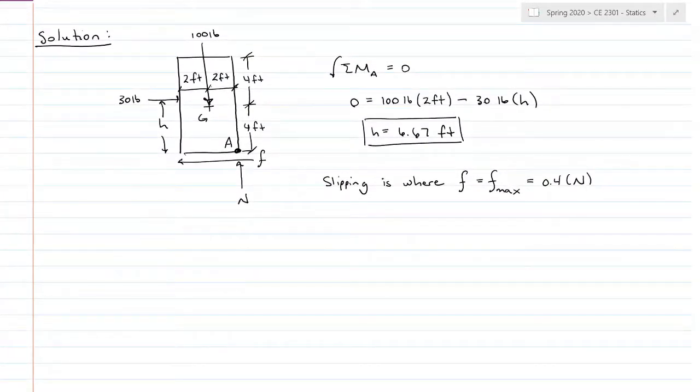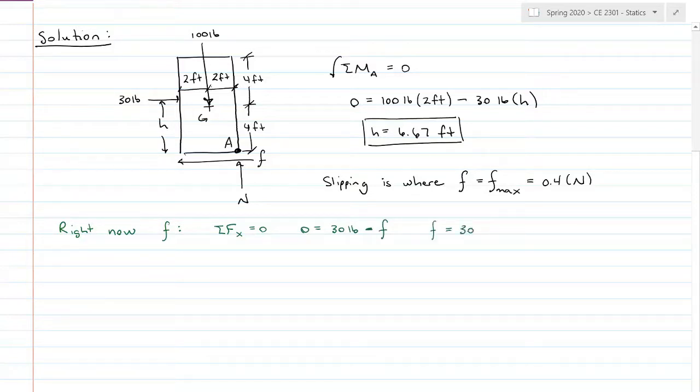Right now, okay, let's do this in green because it is kind of going off topic. Right now, friction, right, if I sum forces in the x direction, I have 0 is equal to 30 pounds minus friction, because friction's acting opposite, so friction is equal to 30 pounds. Okay, it's pushing back as much as we are pushing on it.